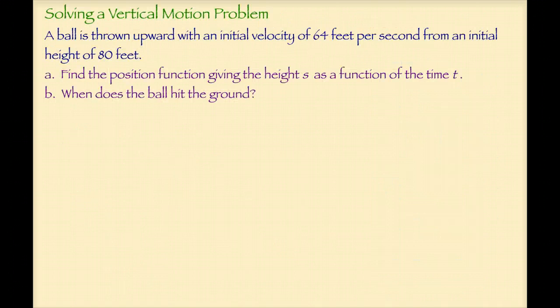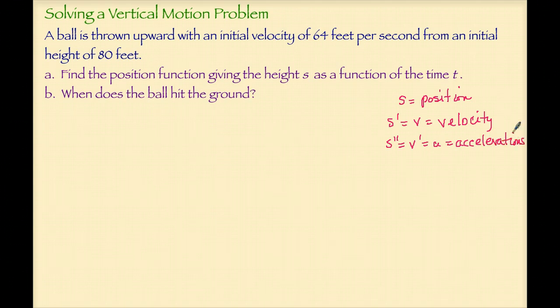We can use initial conditions to solve vertical motion problems. First, let's remember the relationship between position, velocity, and acceleration. If we let s represent position, then s prime is v, velocity, and s double prime is v prime, which is a, acceleration. Now, since we are taking antiderivatives, we're going to work backwards from acceleration to construct a velocity function, and backwards from velocity to construct a position function. But we'll need initial conditions to do this.